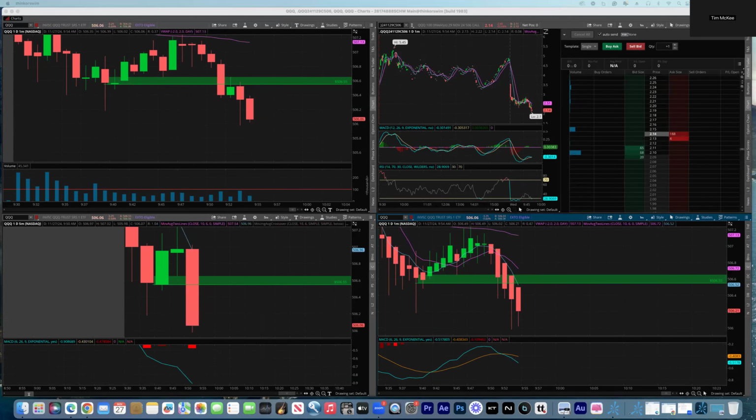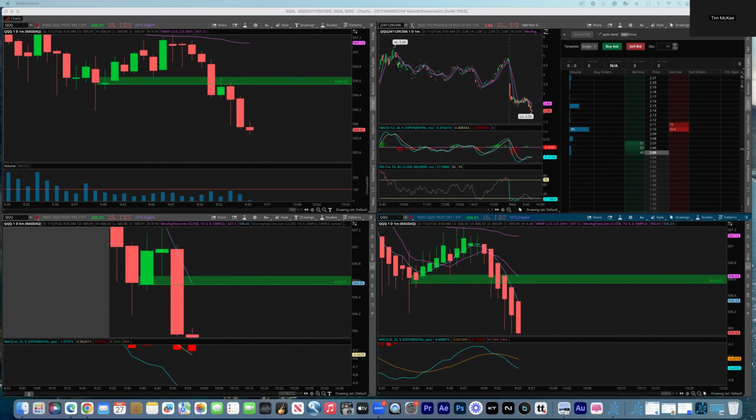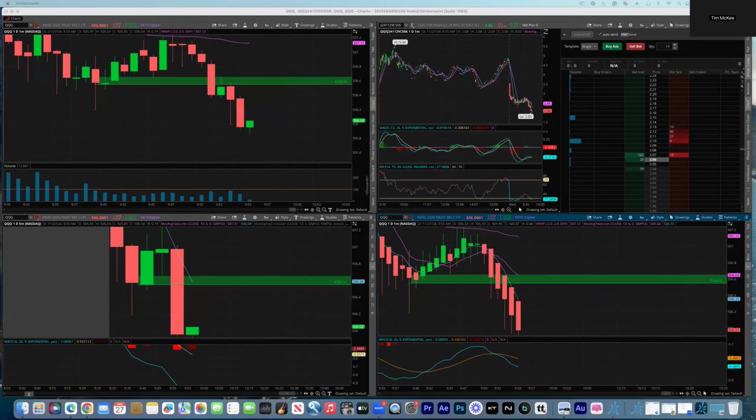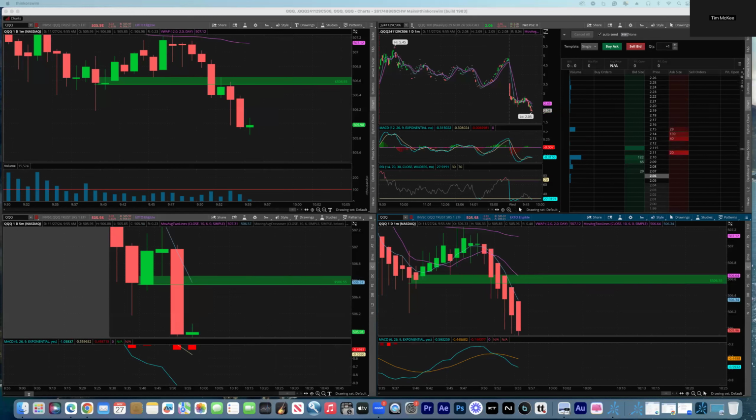All right. 507 on the put side, stand by. Getting a reversal, a little bit of a reversal here.